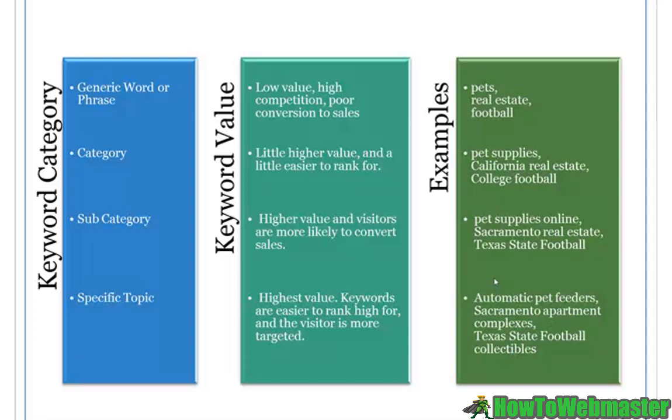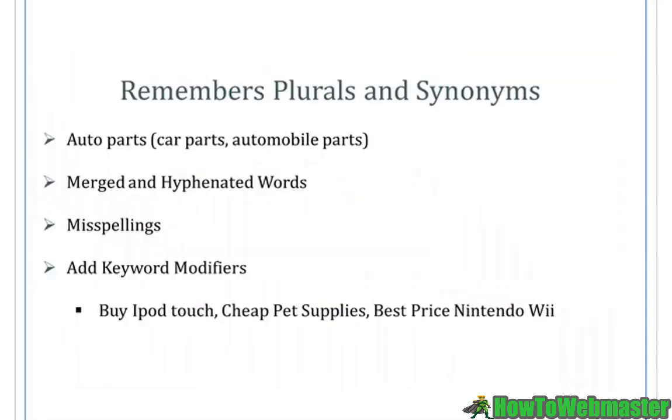The more specific you can be, the better you're going to rank, and the more that person's going to be ready to convert into a sale and take action on what you're getting them to do at your website. Remember plurals and synonyms. Auto parts: instead of just using auto parts as keywords throughout, maybe you do car parts or automobile parts. You can do merged and hyphenated words.